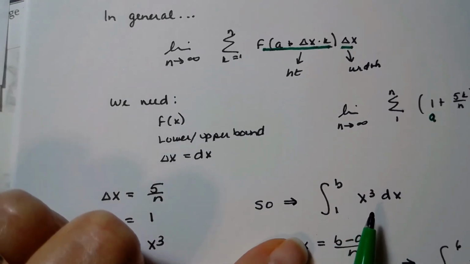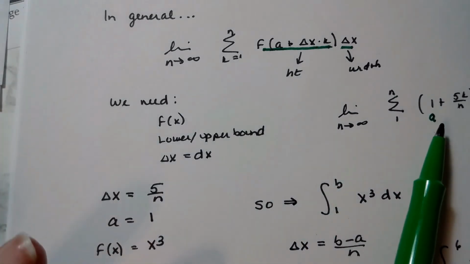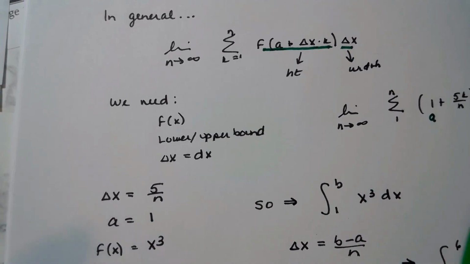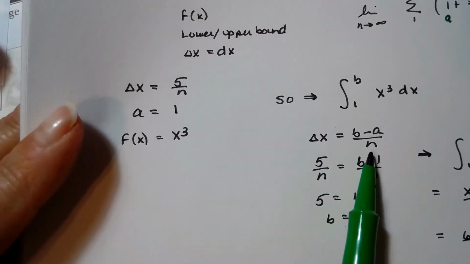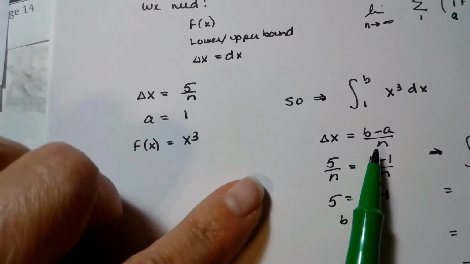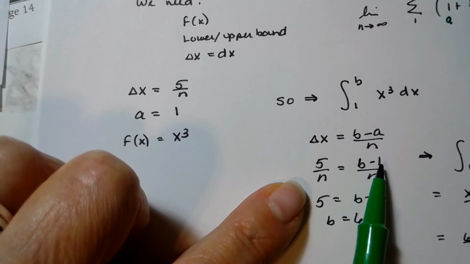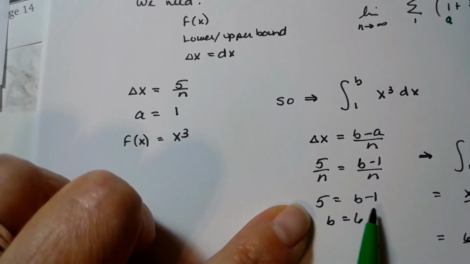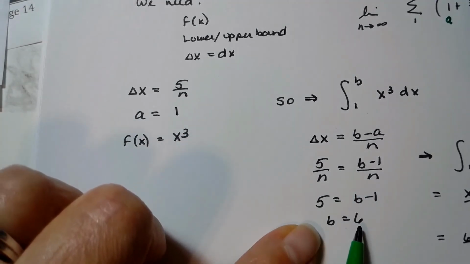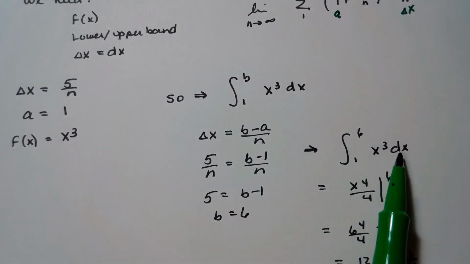Now, oftentimes you have to find the upper bound. Generally, they're always going to give you the lower bound, and you're going to have to find the upper bound. Well, you just use the fact that delta x equals b minus a over n, and we know that our delta x in this problem is 5 over n, which is equal to b minus our a, which was 1, over n. If I multiply both sides by n, the n's cancel, so I'm left with 5 equals b minus 1, and solving for b we get 6. So your definite integral is the integral from 1 to 6 of x cubed dx.